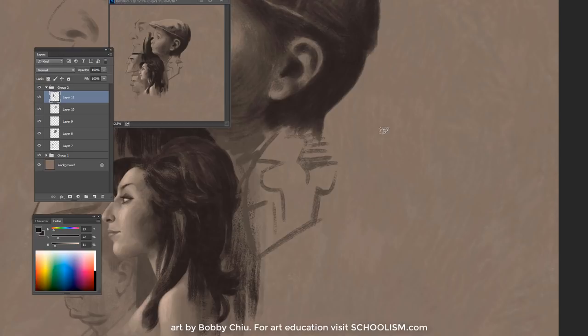So this is direct. I'm looking for reference here. So when I look for reference for this guy, I Google images of grandpas, and this is what comes up, and I have different images of the clothing, of the different types of glasses, different types of canes. So that's direct reference.